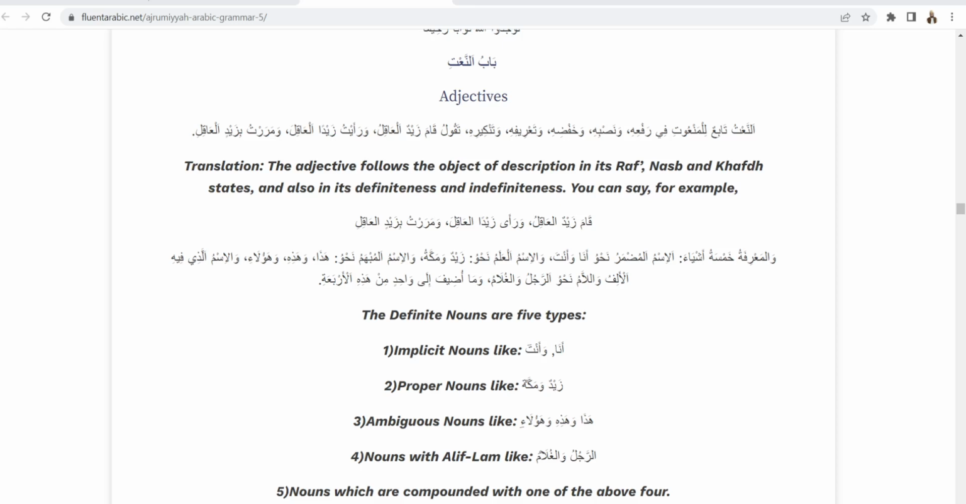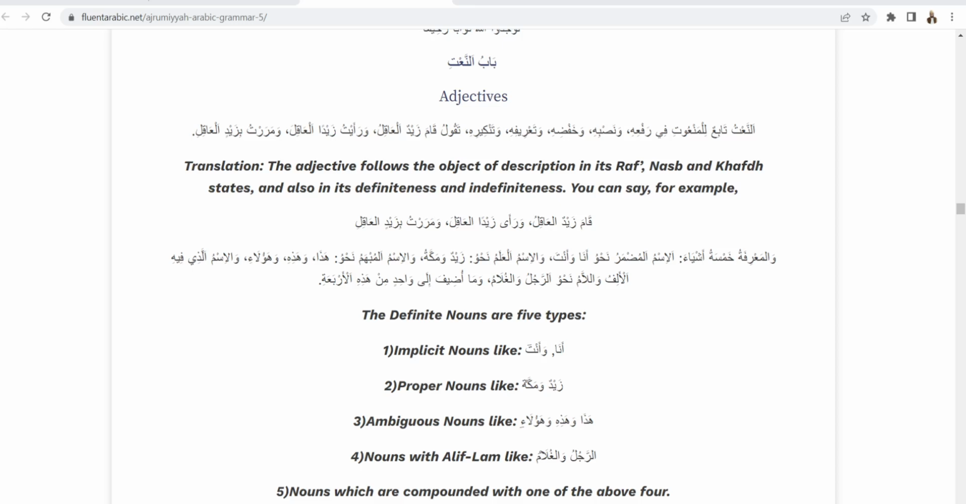kana. Ism kana is marfu'un, but khabaru kana is mansubun. So kana, amsa, asbaha, adha, dhalla, bata, sara, laysa, ma zala, ma infakka, ma fati'a, ma bariha, ma dama. كان اسمه, these will be كان وأخوات كان. Ma sha Allah, continue. We've done ظننت as well وأخواتها.